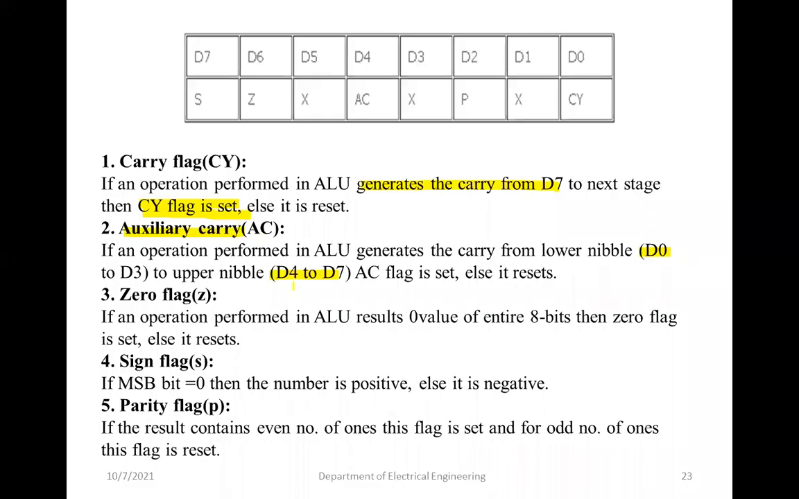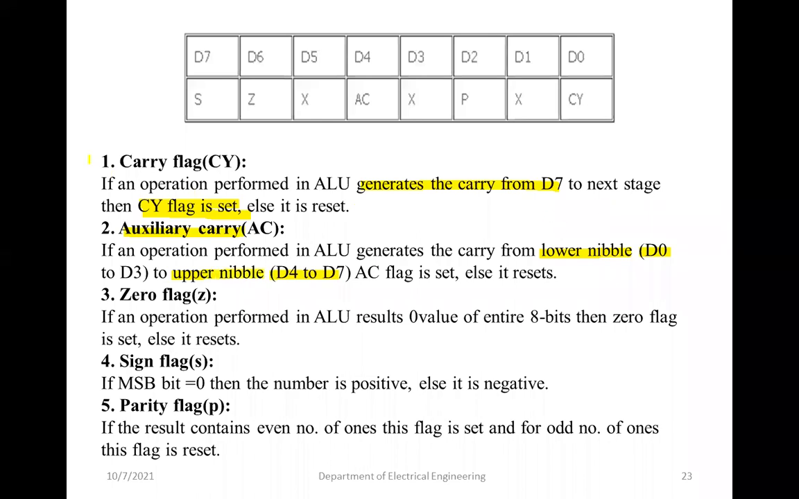Then you have to set the auxiliary carry, meaning a carry from the lower nibble to the upper nibble. When a carry goes from the lower nibble to the upper nibble, the auxiliary carry will be generated. And when a carry is generated from D7 to the next stage, the carry flag will be generated.